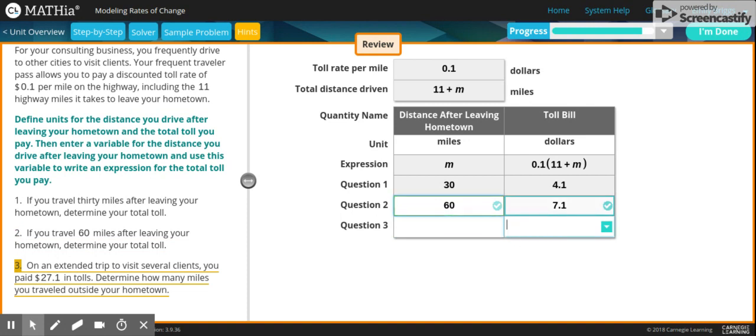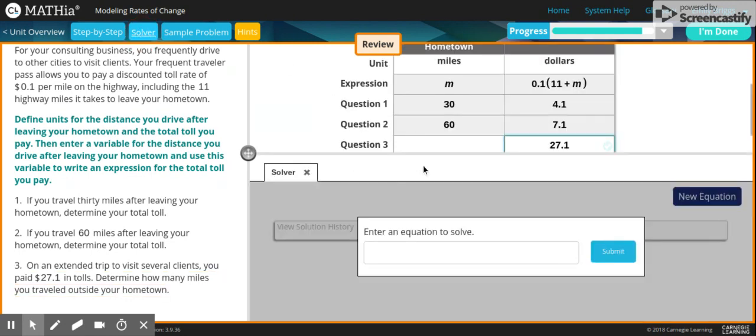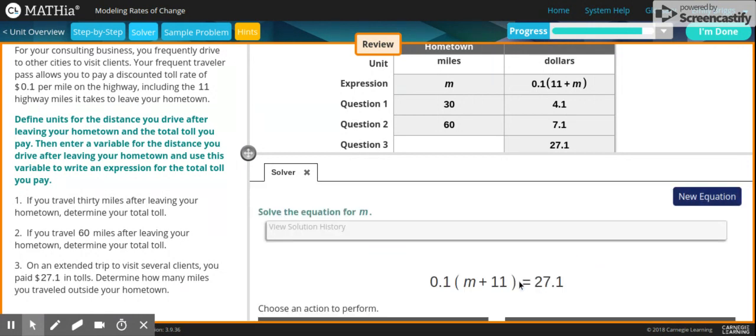So on an extended trip to visit several clients, you've paid $27.1 in tolls. Determine how many miles you traveled outside your hometown. So 27.1. Then you're going to open up your solver and you're going to type in the equation 0.1 times 11 plus M equals 27.1. And then you're going to work on your equation.